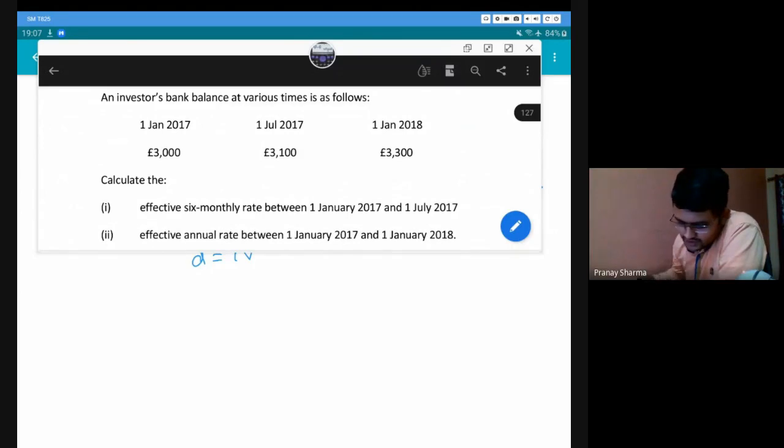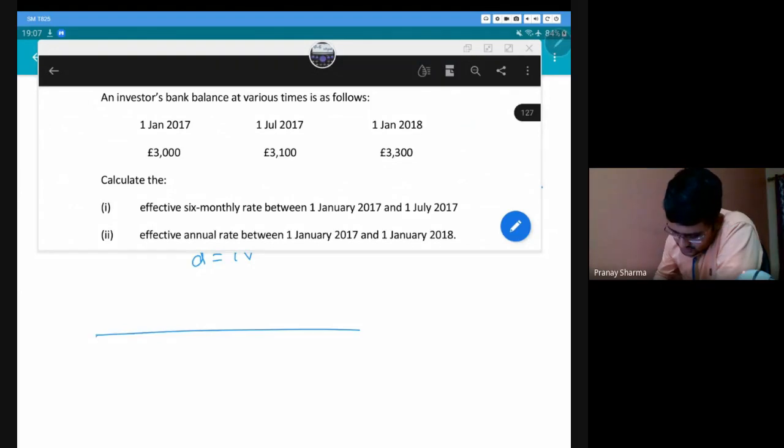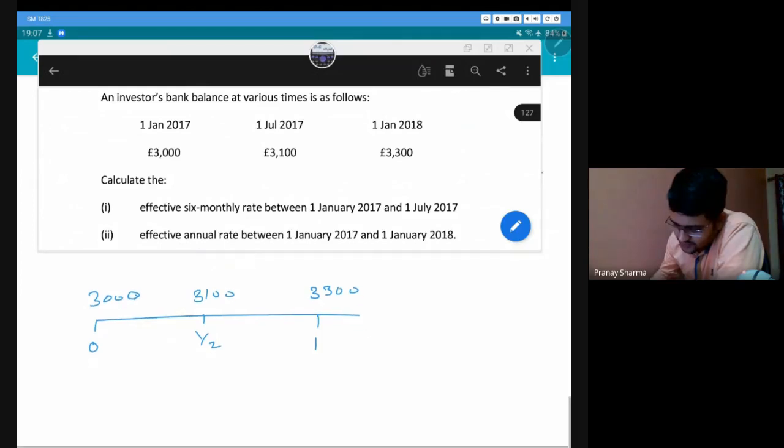So we'll see this question. An investor's bank balance at various times is as follows: 1st January, 1st July, and 1st January. So we can say this is on a half-yearly basis. If we assume 1st January 2017 to be 0, this would be half a year, and this would be 1 year. So I will have 3,000, 3,100, and 3,300. Now, the effective 6-monthly rate between 1st January 2017 and 1st July 2017.